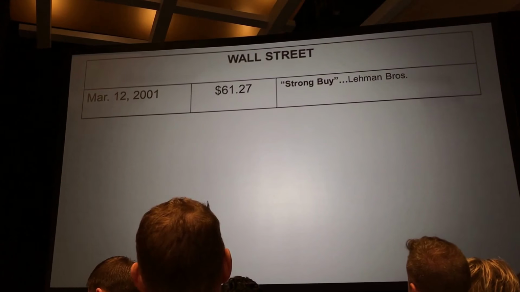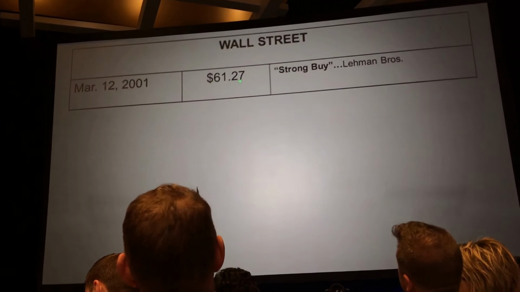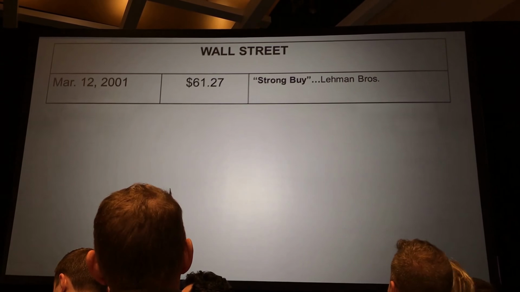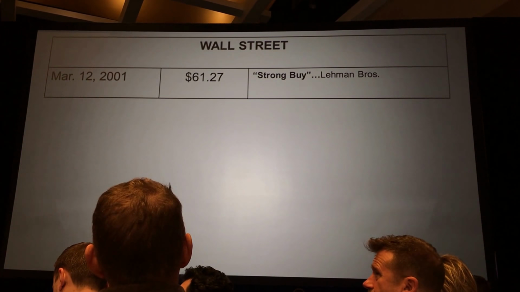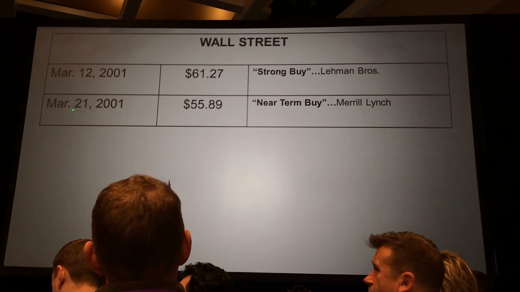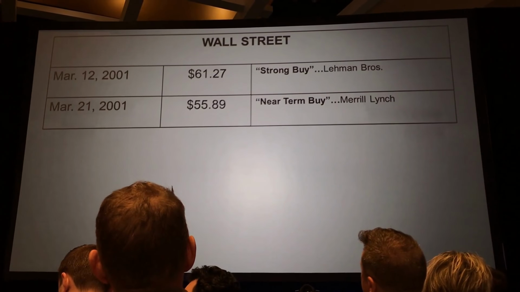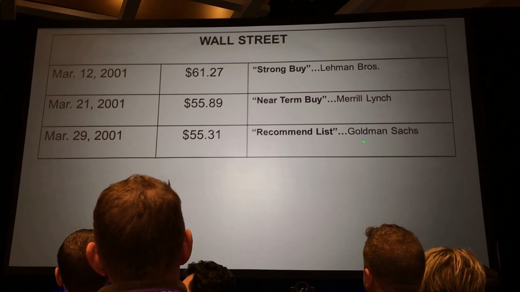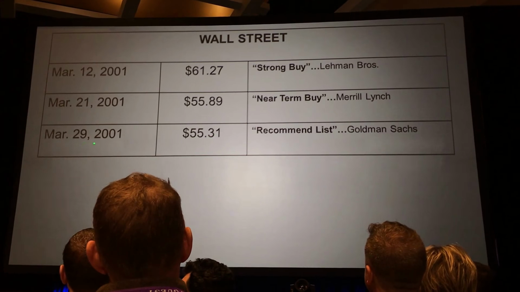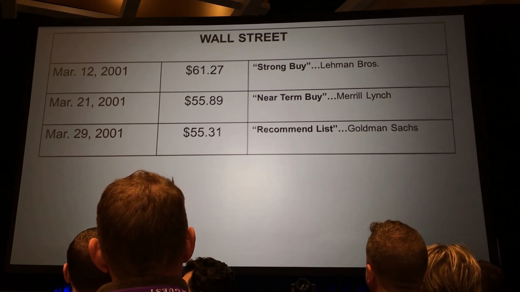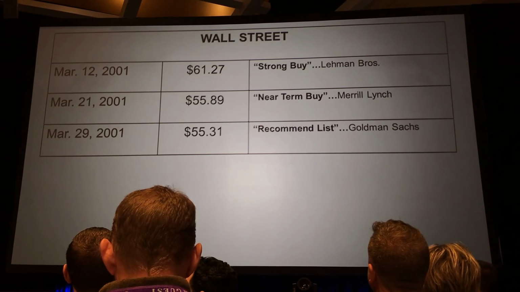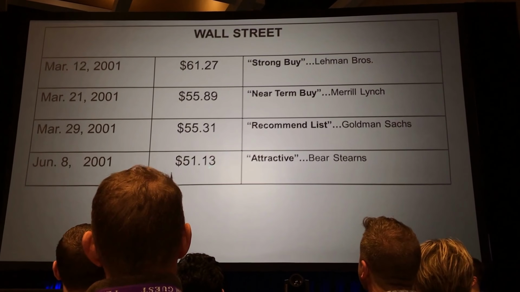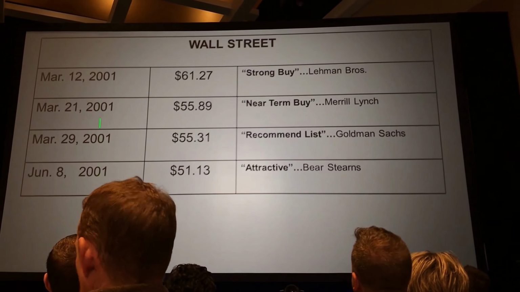So we listen to Lehman Brothers on March 12, 2001. The stock is at $61.27 a share. And Lehman Brothers says, this baby looks good. Strong buy. Merrill Lynch on March 21st said $55 a share. We think it looks good in the near term. You should buy it. Goldman Sachs at $55.31 a share on March 29th said, we recommend this thing. It's good looking. You should buy it. Attractive said the smartest people on the planet at Bear Stearns at $51 a share on June 8th, 2001.